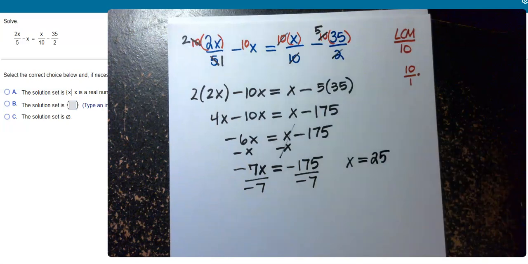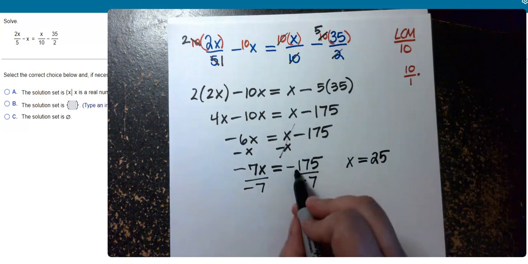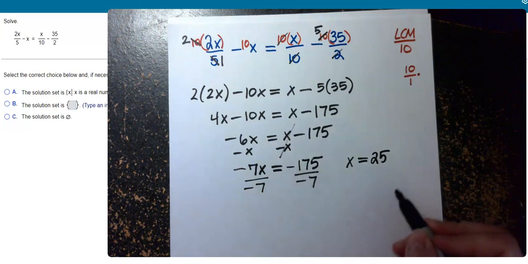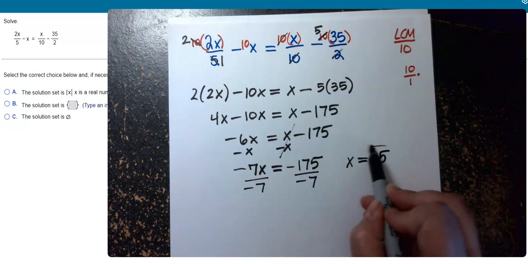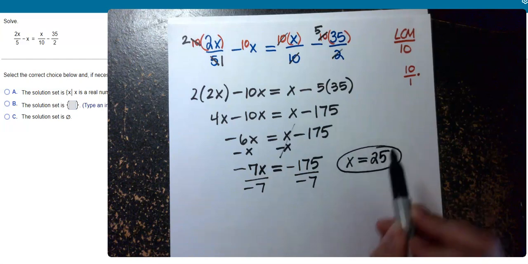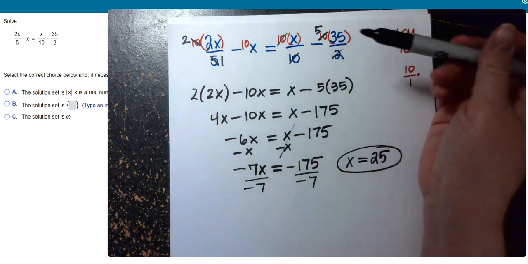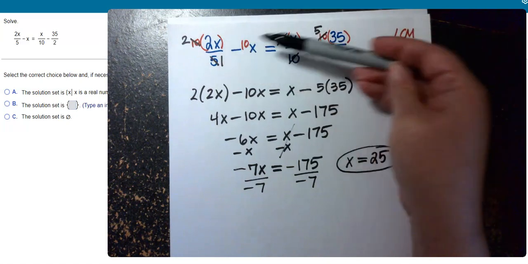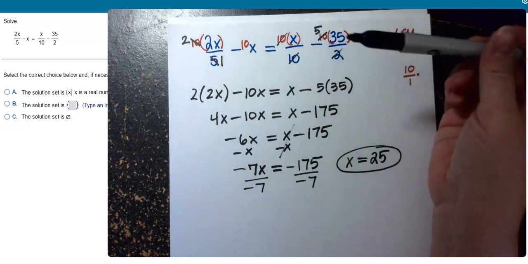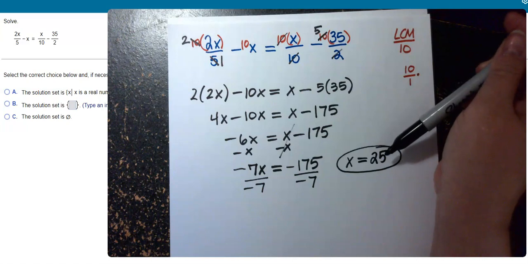If you have 7 quarters, you have $1.75. That makes sense. 7 times 25 makes 175. So x is 25. Now, be careful that whenever you have rational equations, meaning basically fractional equations, you have to make sure that you don't end up with any zero denominators.